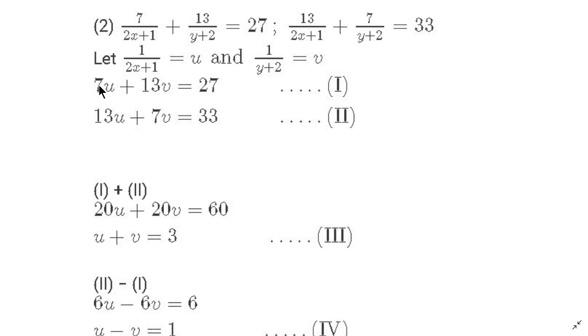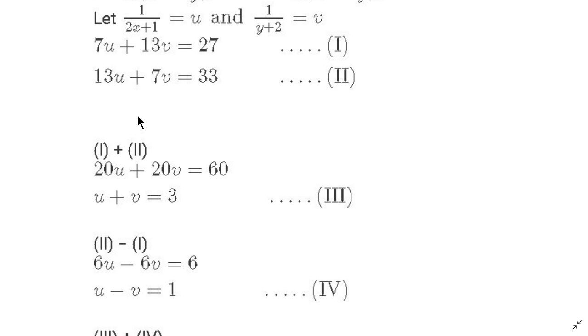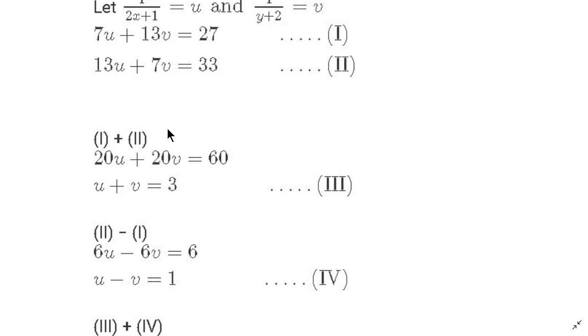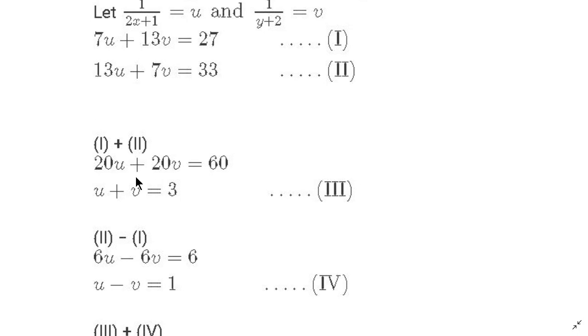Now we can see here that the coefficients are just exchanged. The coefficient of u is 7 and here the coefficient of v is 7. The coefficient of u is 13 and here the coefficient of v is 13. So they are just interchanged. In this condition, we can just add them and subtract them. Both operations will help us, because 13 plus 7 is 20, 13 plus 7 is 20, and also 27 plus 33 is 60.